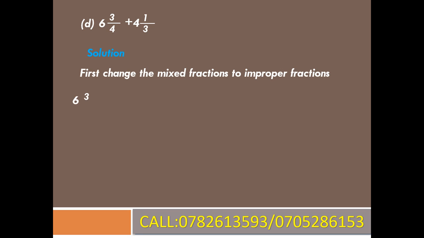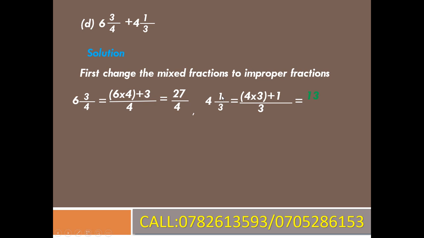So 6 whole numbers, 3 out of 4 will be equivalent to the whole number 6 times 4, then add 3, everything out of 4. And that gives us 27 out of 4. Now the same approach we do for 4 whole numbers, 1 out of 3. So we take 4 times 3, add 1, everything divided by 3. And that will give us 13 out of 3. Now we have successfully changed the mixed fractions into improper fractions. The remaining work is for us to actually add.